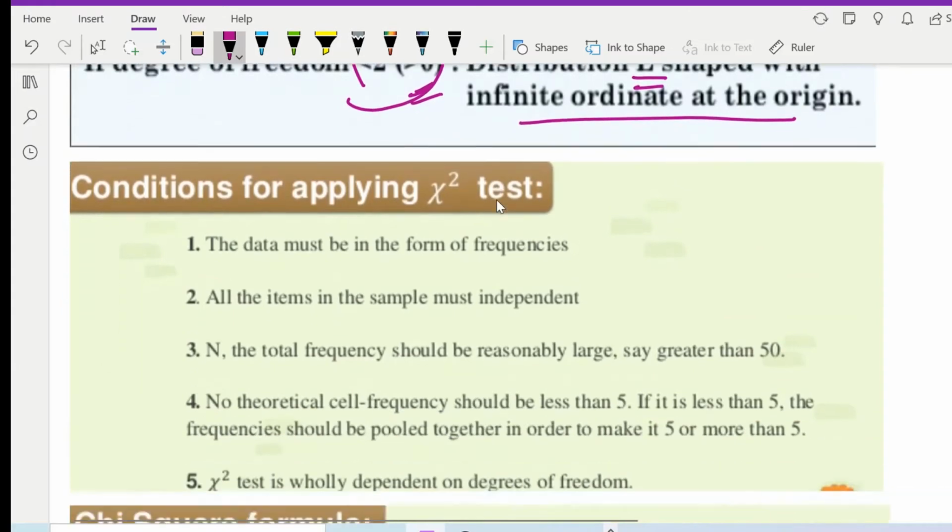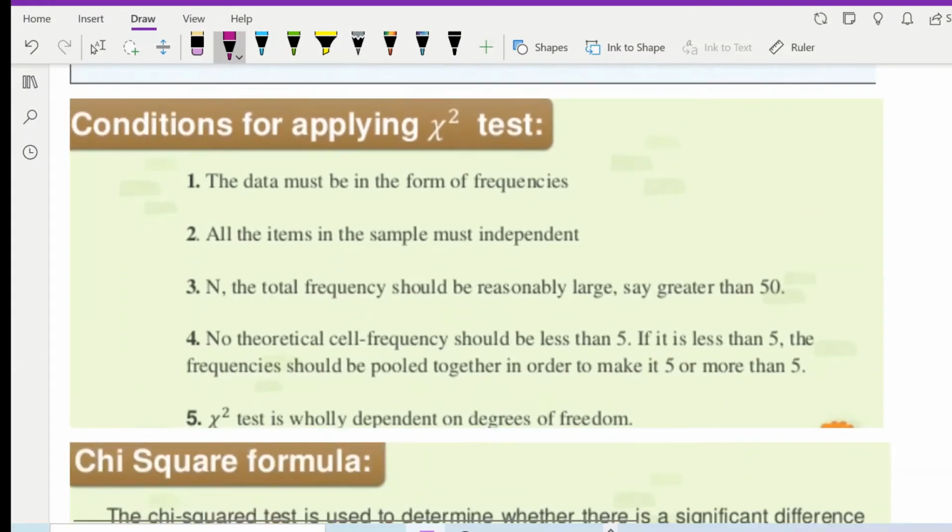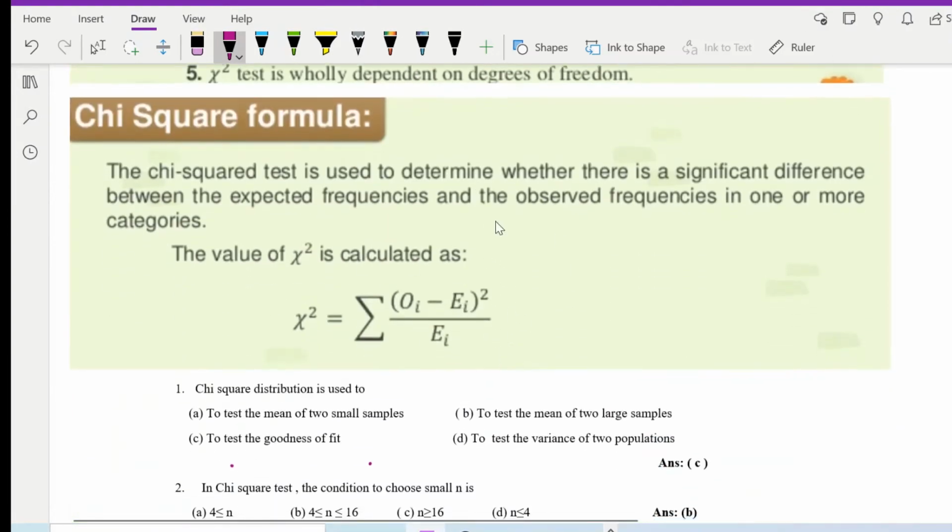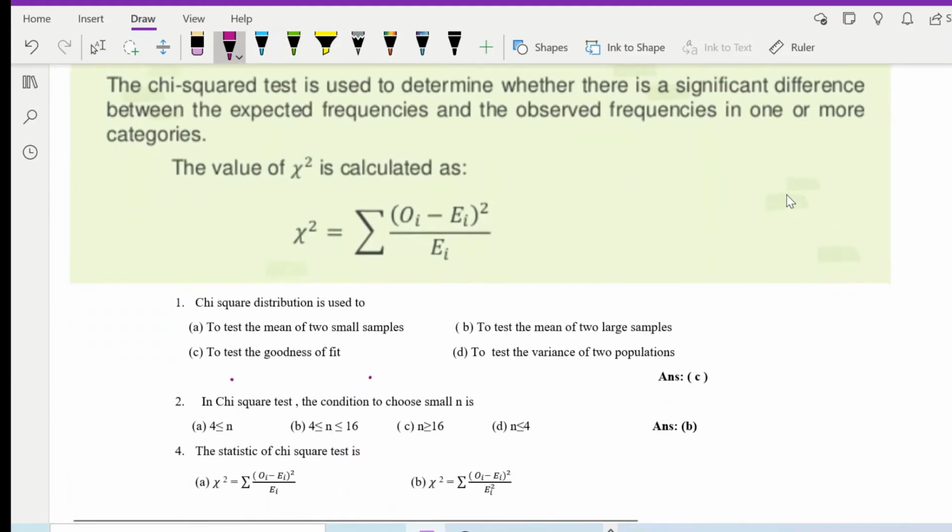While applying the chi-square test, some conditions have to be followed. The data must be in the form of frequencies. All the items in the sample must be independent. N, the total frequency, should be reasonably large, say greater than 50. No theoretical cell frequency should be less than 5. The chi-square test wholly depends on degrees of freedom. This is the test statistic formula.